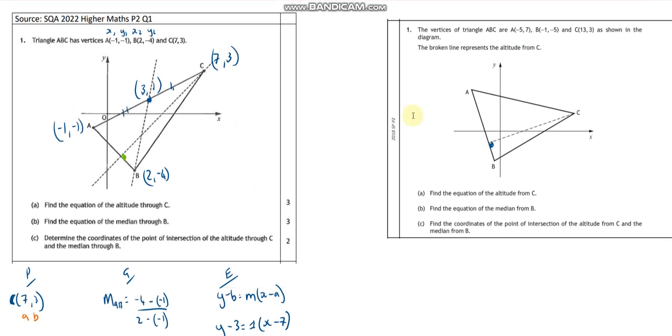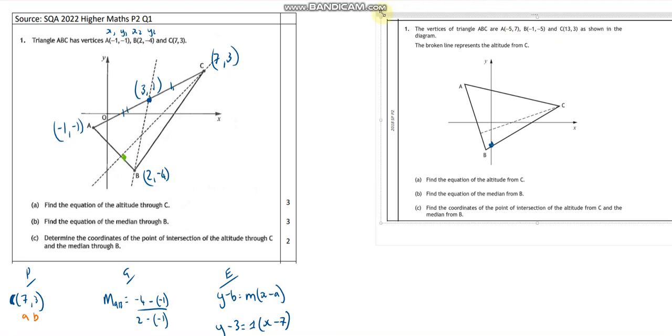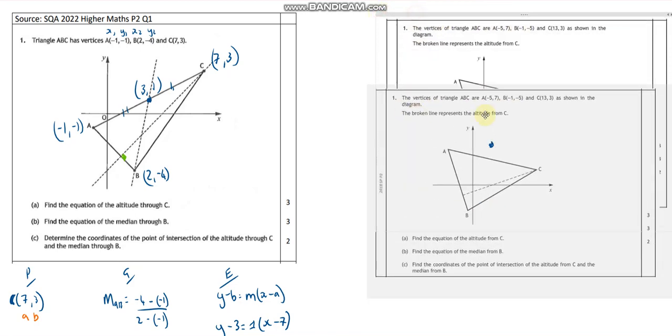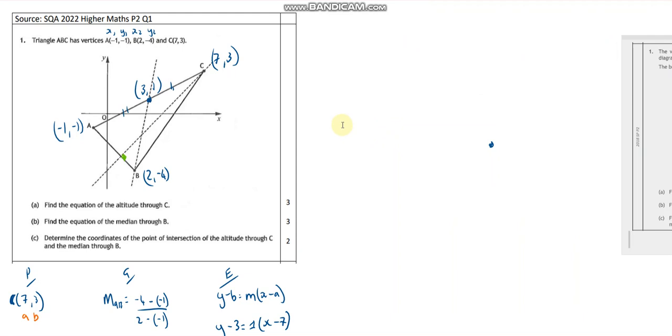So I think I'll actually just do it over here on the side. I'll just move this along. Okay. So I'll do PGE.